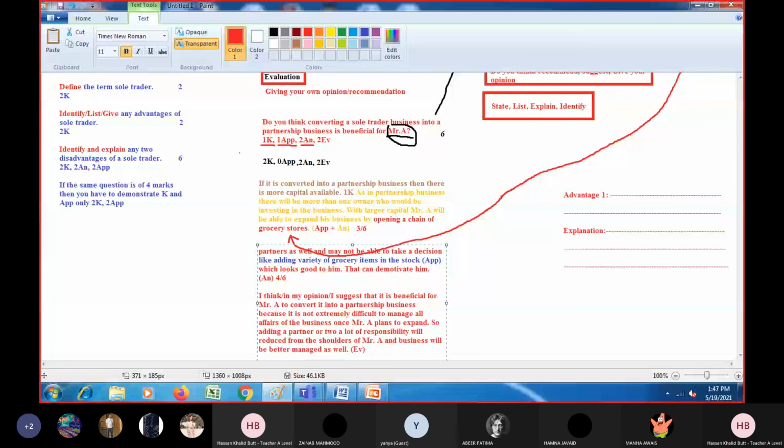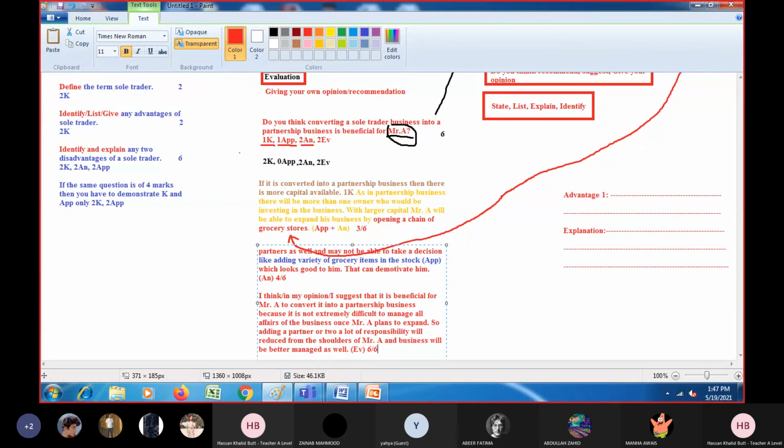Now there is another question there. Sir, what if we go against it? So my answer would be, you can do it. That's why in business studies, there is no definite answer. Like I have gone in favor of it, some student can go against it as well, saying that if a sole trader business is converted into a partnership business, it won't be beneficial for Mr. A. But again, now you have to justify it. You have to mention another disadvantage to support your evaluation.